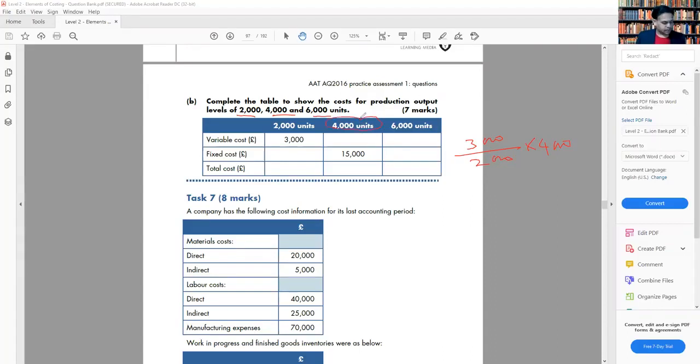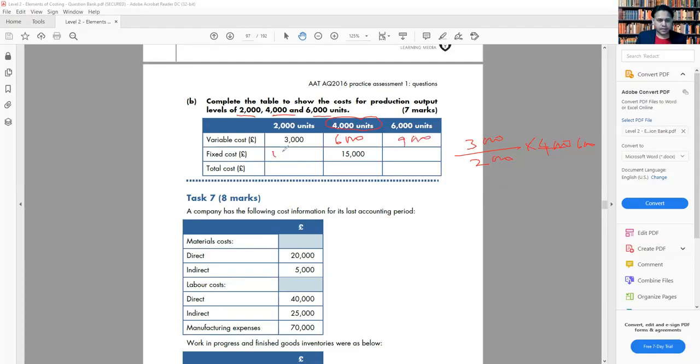So I said 3,000 divided by 2,000 units, times 4,000. That gives me 6,000, because it will keep changing, isn't it? The same way we do for the 6,000. This time I'll multiply by 6,000, and that will give me, the same way, 9,000.